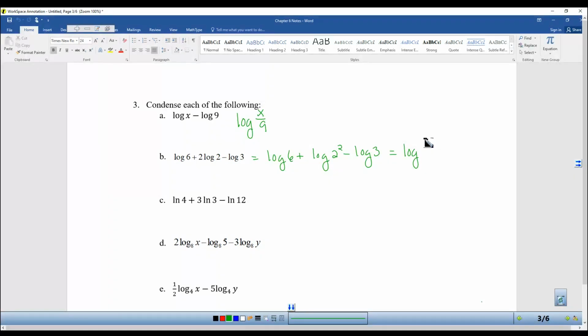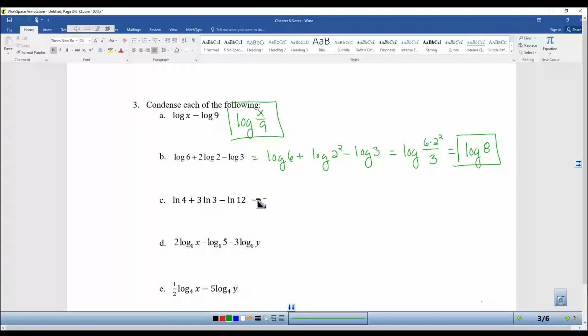Things that are being added are changed to multiplication, and things that are being subtracted are changed to division. And this is 4 times 6 is 24, divided by 3 is 8. Log of 8.